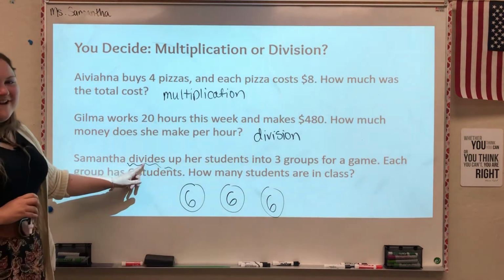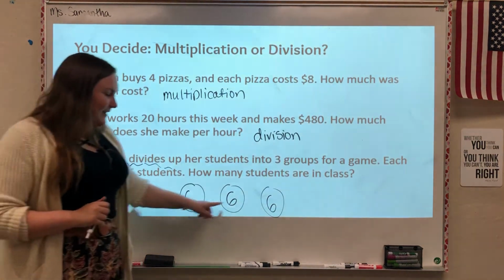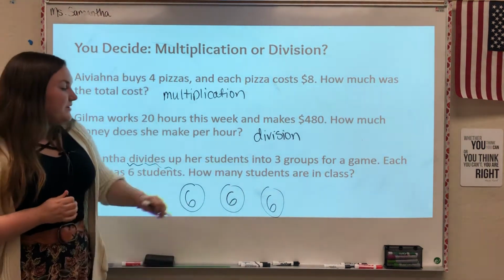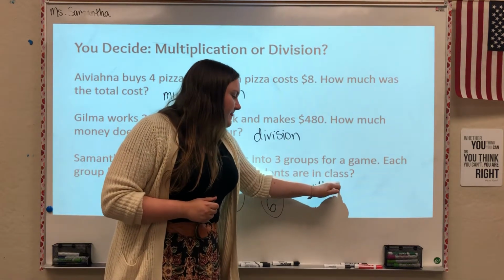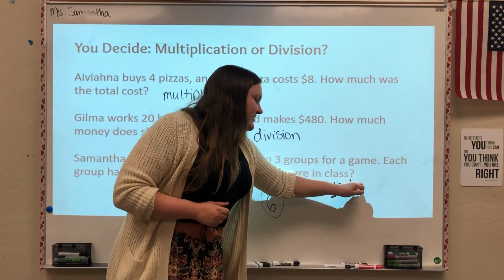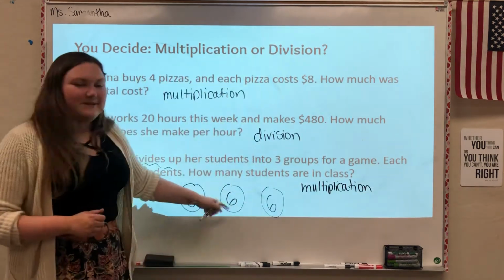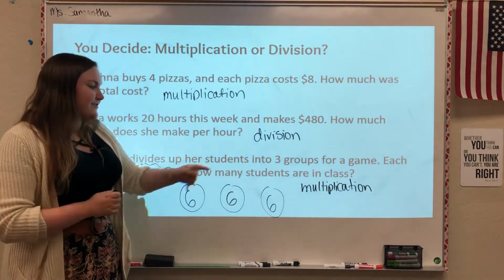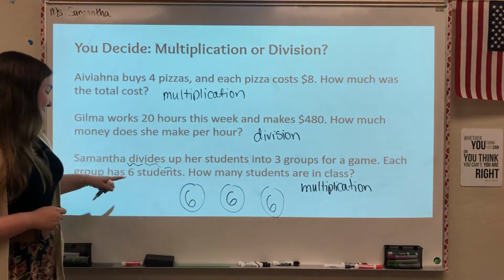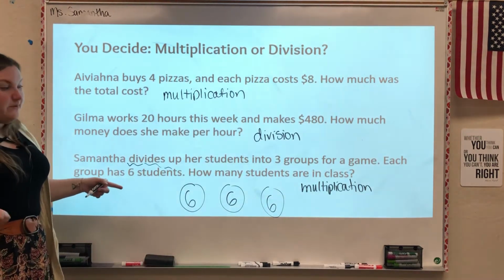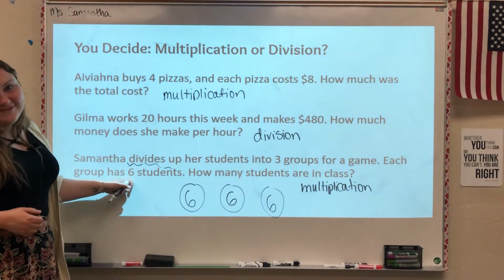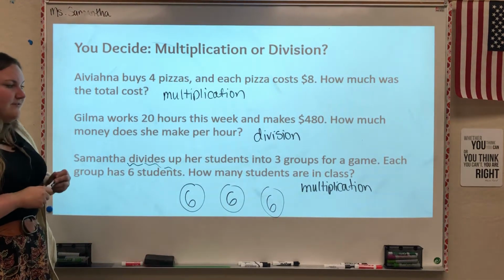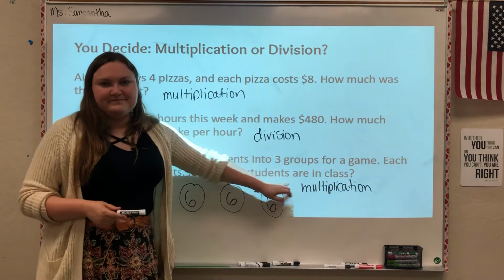I know it says divides here, but if I'm trying to find how many total students, you would want to use multiplication. You could just, based on this picture, say 6 plus 6 plus 6, or you could say there's 3 groups and there's 6 in each group. So we would multiply the number of groups by how many are in each group to find how many total students there are. So that would be multiplication.